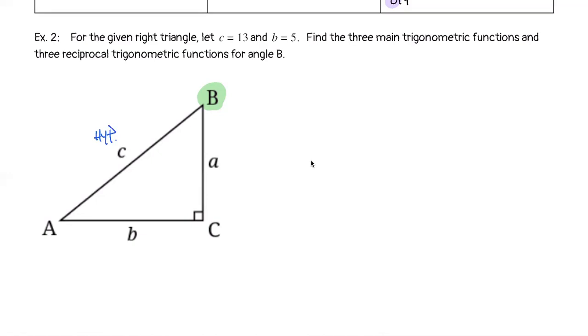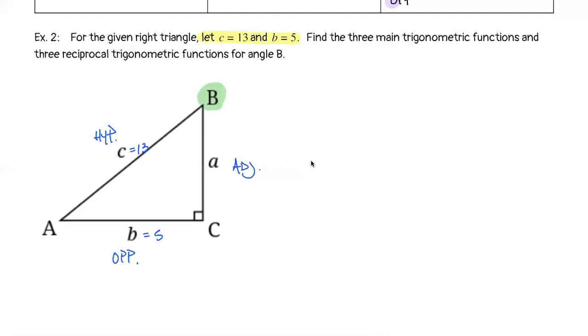Which side is opposite of angle B? Little b, yay. Which makes our little a the adjacent side. Now that we have our three sides labeled, let's also look at what other information we're given in the problem. For the given right triangle, let little c equal 13 and little b equal 5. So I know that little b is 5 and little c is 13.